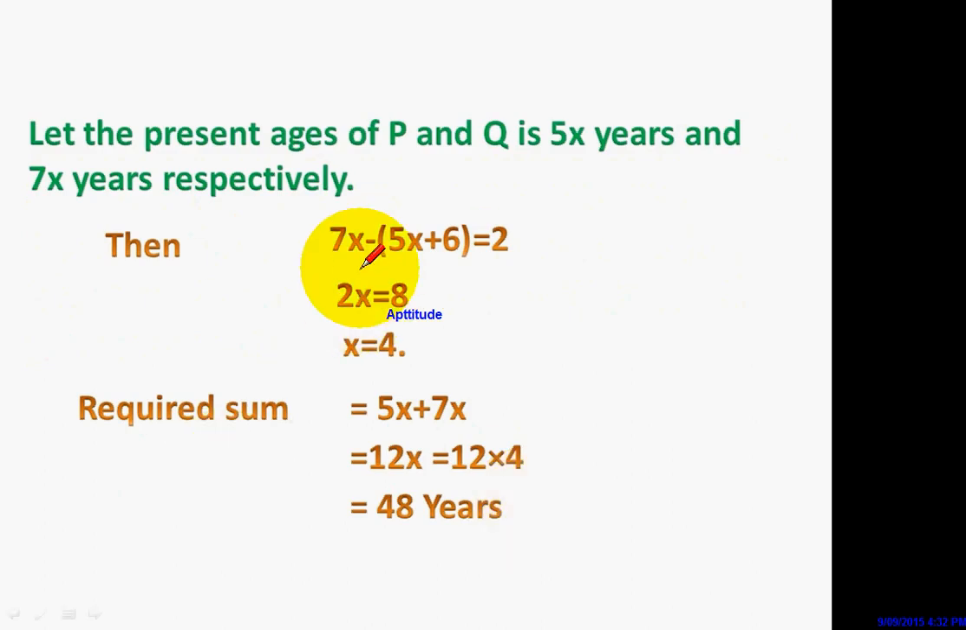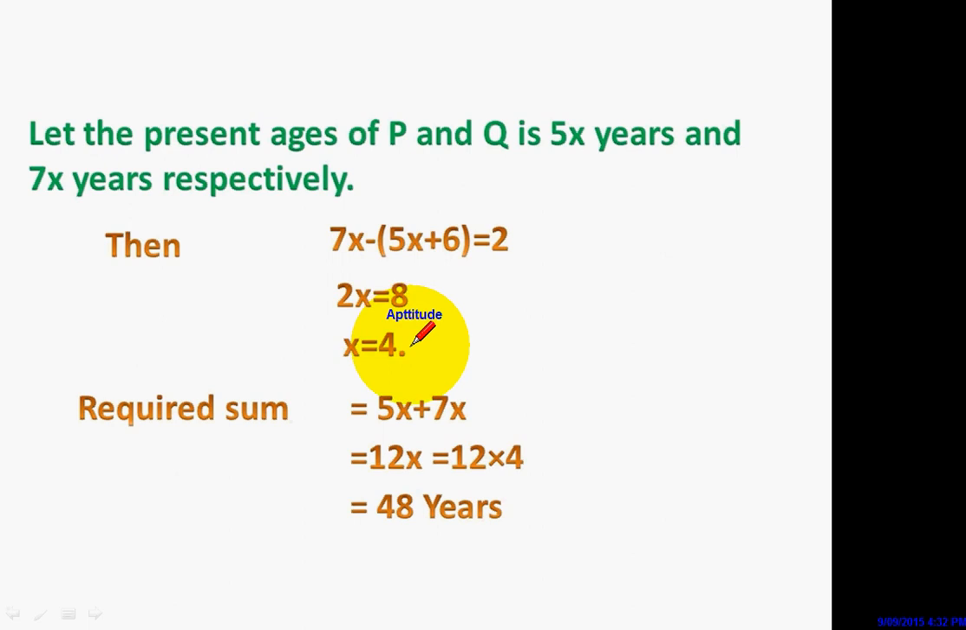See, the arrow indicates here. This is Q's present age, and this is P's age after 6 years. So 7x, and they have said the difference is 2, so I have subtracted and equated to 2. 7x minus 5x minus 6 is equal to 2, from which 7x minus 5x will give you 2x. So 2x is equal to 2 plus 6, which is 8. 2x is equal to 8, x is equal to 4.